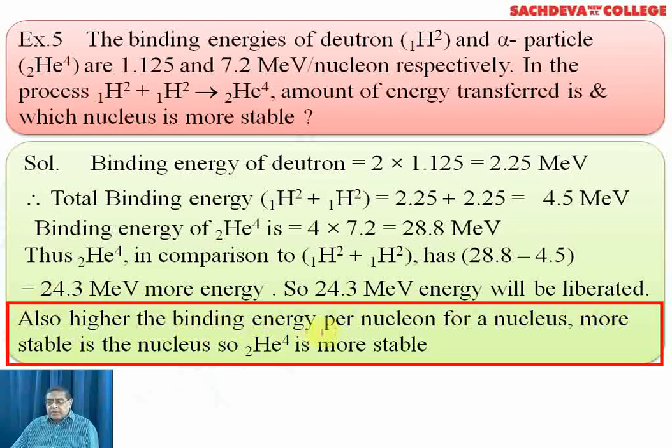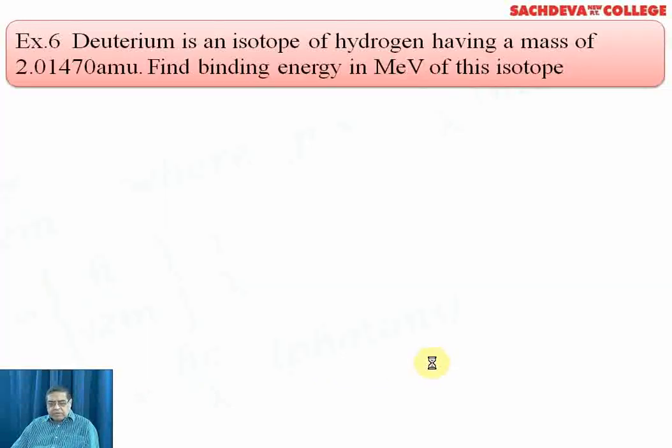Also, the higher the binding energy per nucleon for a nucleus, the more stable that nucleus will be. So helium is more stable.